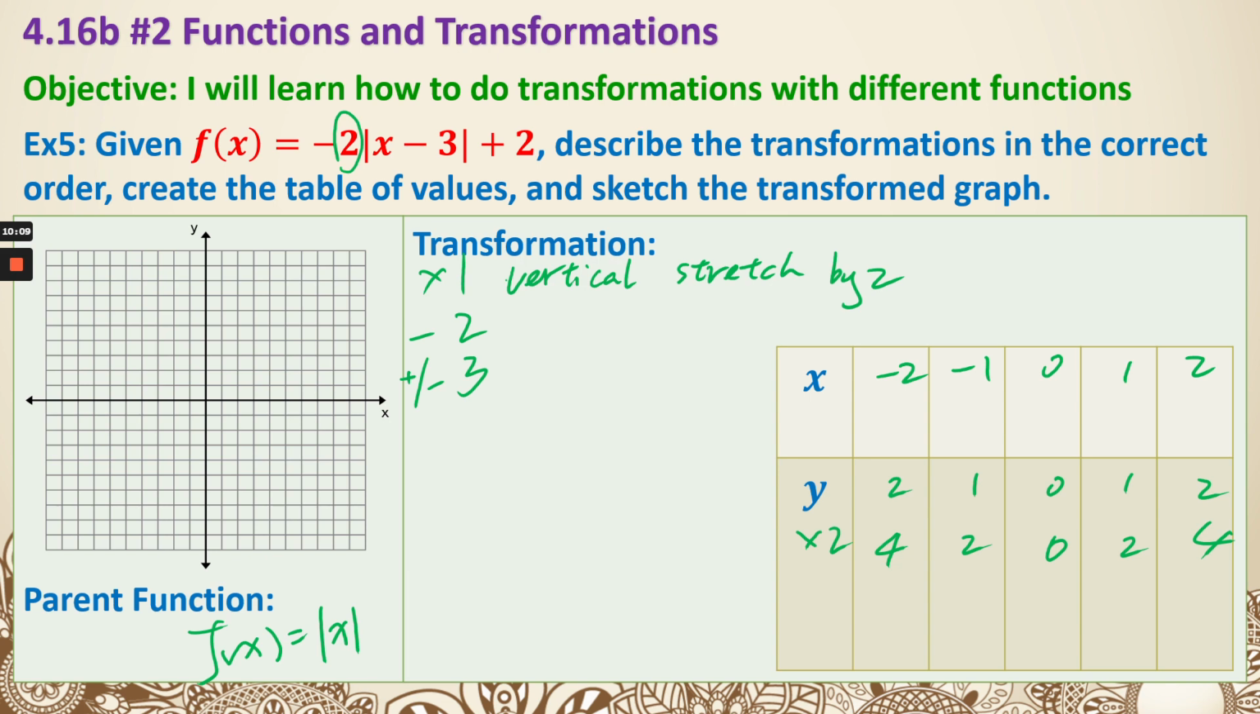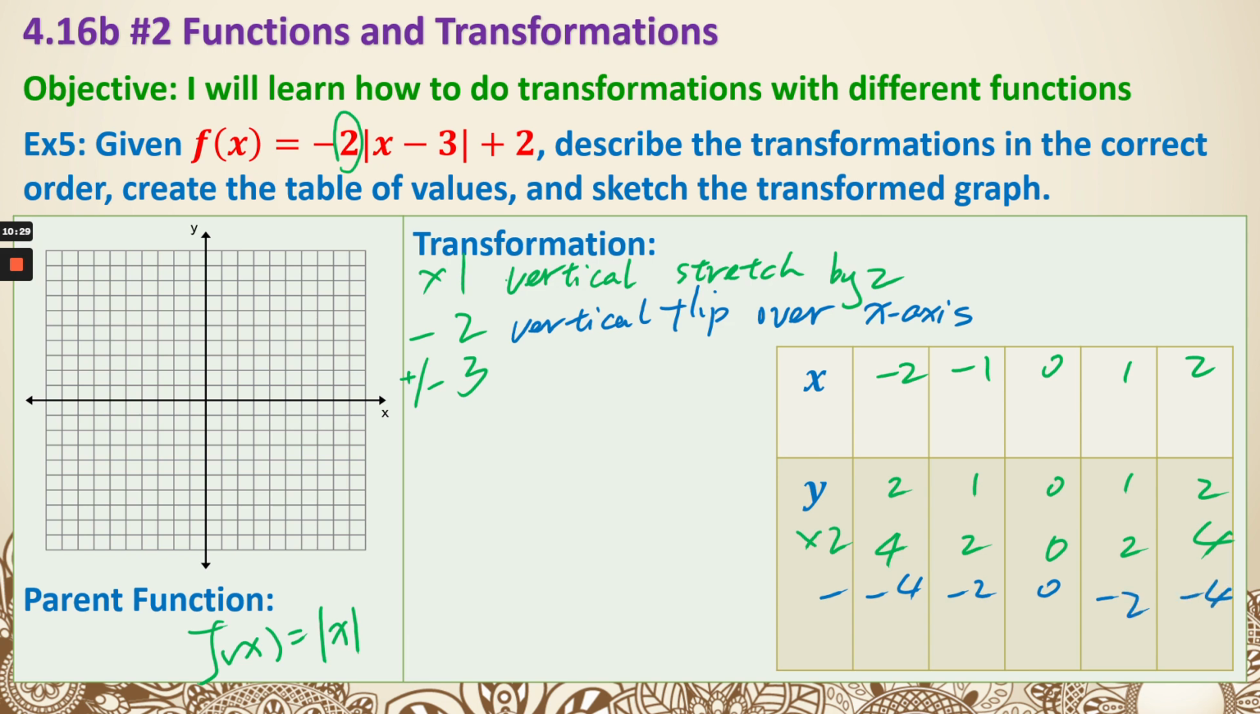Next, we have the negative sign. It's going to be a vertical flip over the x-axis. So I need a negative sign. That's -4, -2, 0, -2, and -4. So that's all the y values.